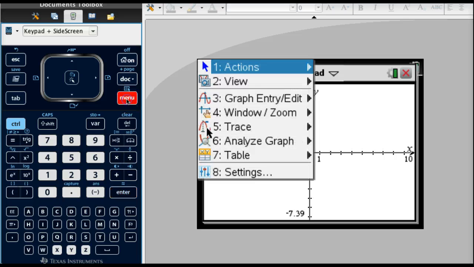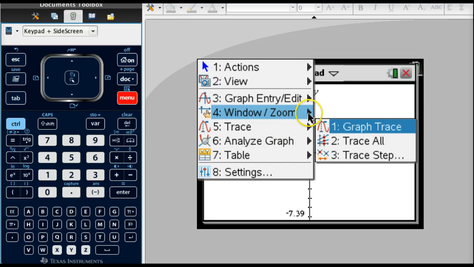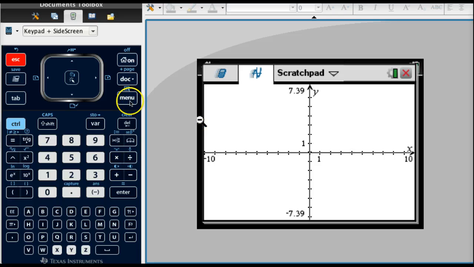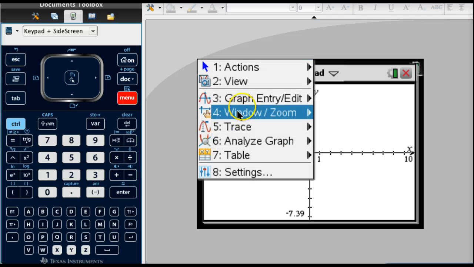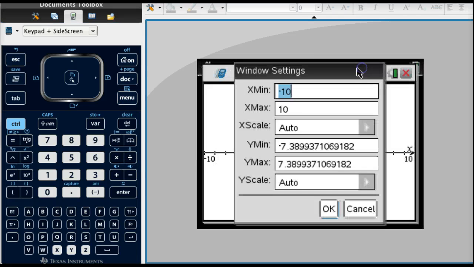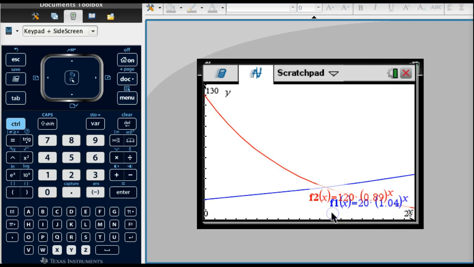Now let's fix this up. You have to be able to do this and fix your table. So go to menu. I want to go to window settings. So I want my x minimum to be 0. The maximum is going to be 20. And how do I get these numbers? These are numbers I started with. Then I want my y minimum to be 0, and the maximum can be 130. I could have put 120, but it doesn't really matter.